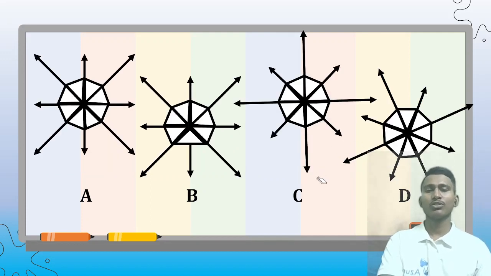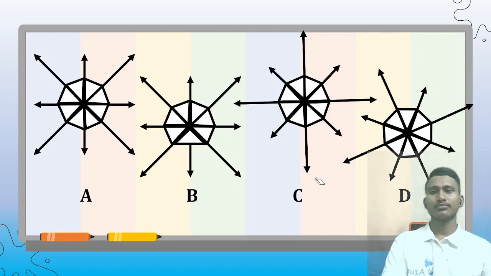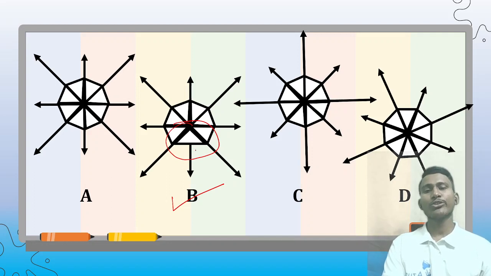Okay, let us go for the next now. Here, which will be the answer? Sir, B. Yes, B is the different one, right? Why? Because this arrow has not continued till the center. It is a missing link.